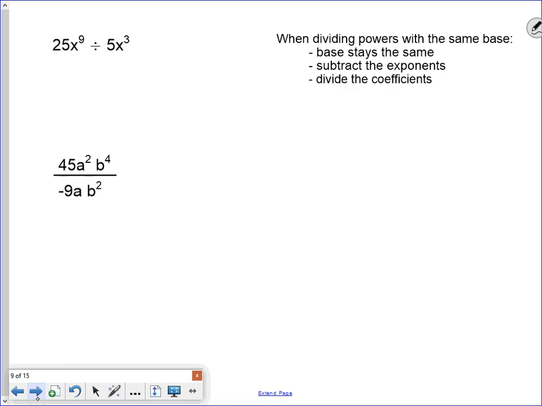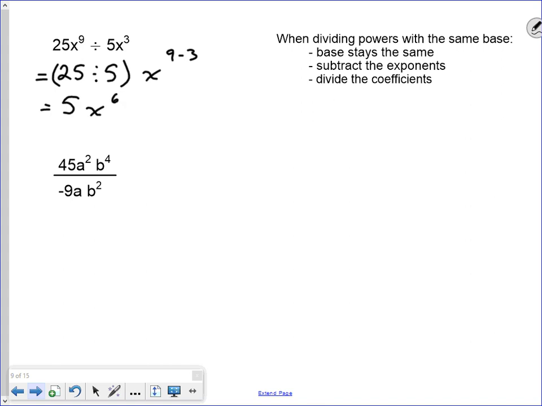Okay. Same rules are going to apply if we're doing division, right? We're going to take our coefficients and we're going to divide them. So 25x to the 9 divided by 5x cubed. We're going to do 25 divided by 5. And then x to the, instead of adding the exponents, we're going to subtract the exponents. 25 divided by 5 is going to give me 5x to the power of 6.